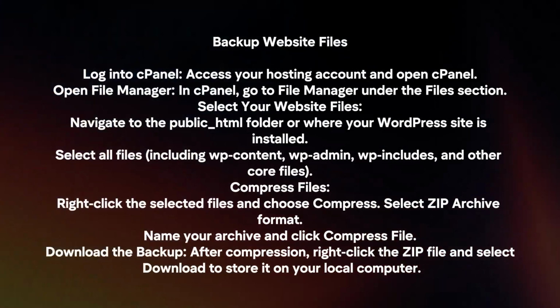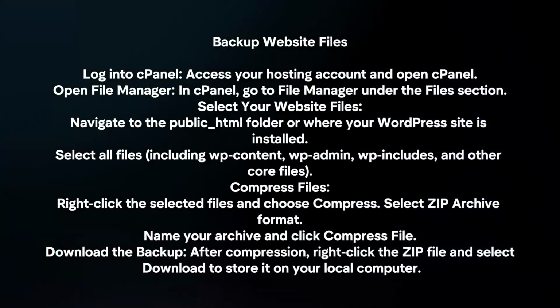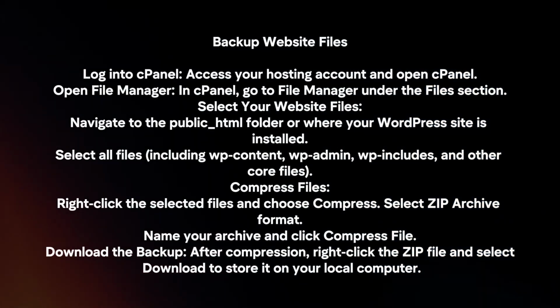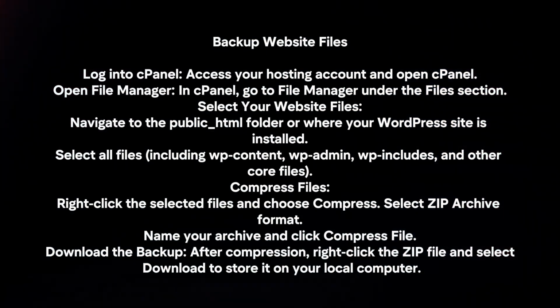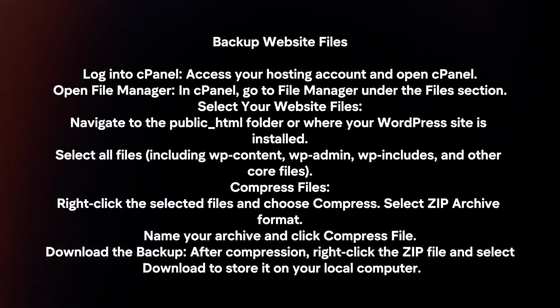Compress files. Right-click the selected files and choose Compress. Select Zip Archive format. Name your archive and click Compress File. Download the backup. After compression, right-click the zip file and select Download to store it on your local computer.